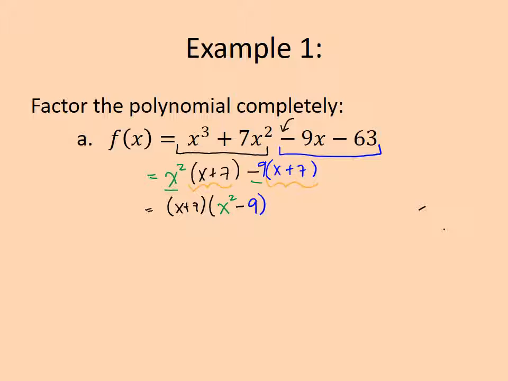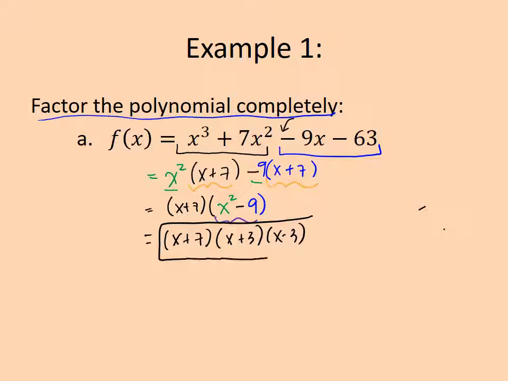Now the problem says factor the polynomial completely. While this is factored, it's not factored completely because we know that x squared minus 9 is a difference of perfect squares. So we can continue to factor by going x plus 7, and then x squared minus 9 factors to x plus 3, x minus 3. Now it is completely factored.